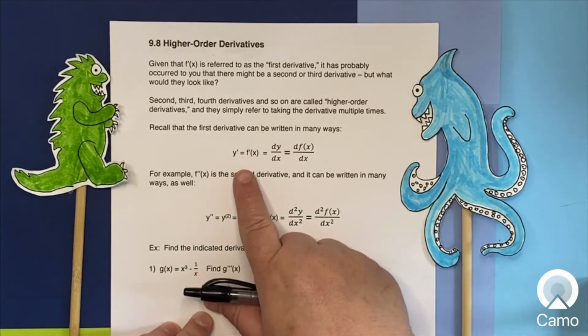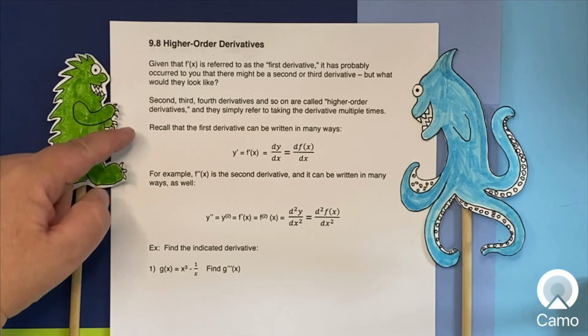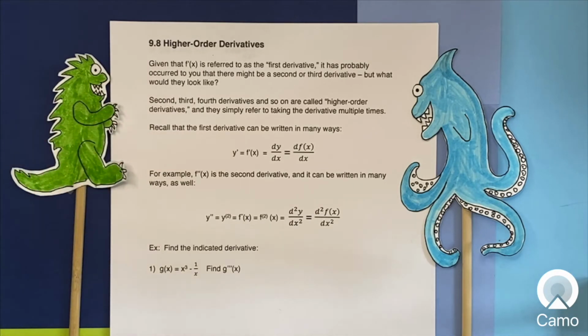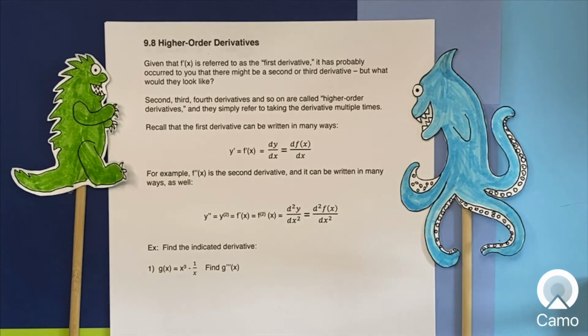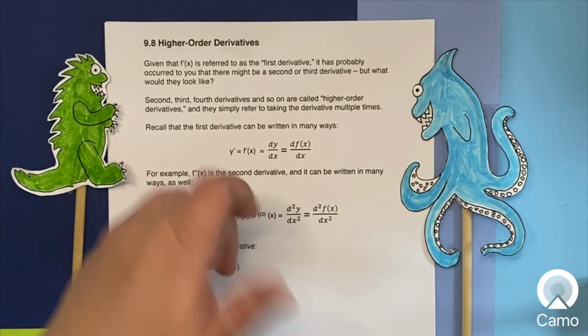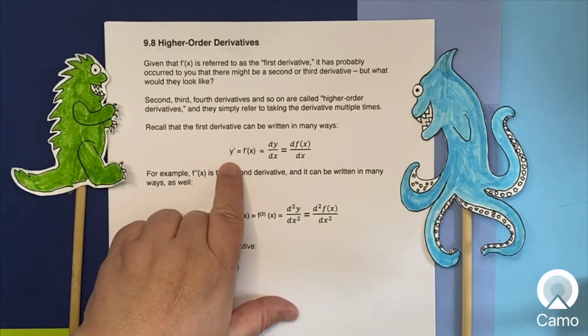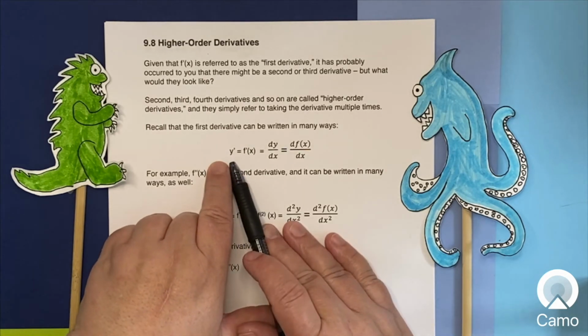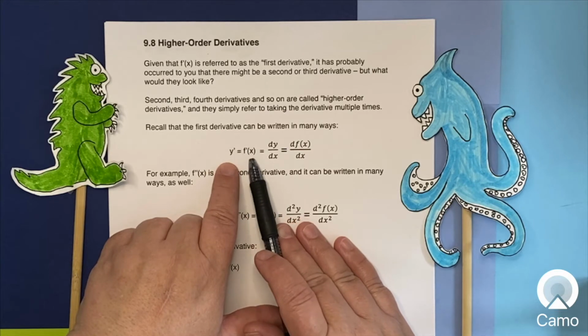Literacy, definitely one of my favorite parts of school. y prime, so the first derivative of y, is equal to f prime of x. That's the first derivative of f. That can also be written as dy over dx, which can also be written as d f of x over dx. This is really not as common.